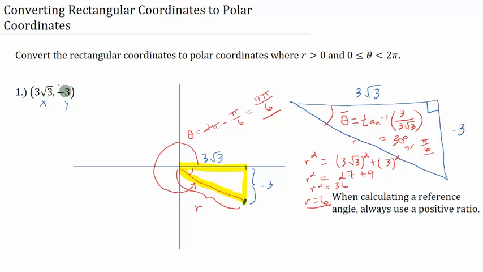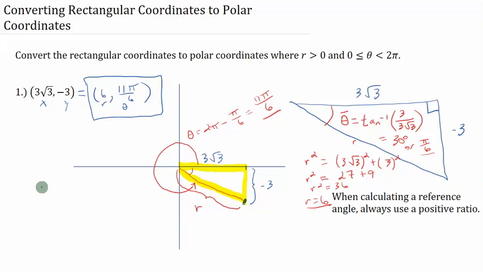So this rectangular ordered pair equals this polar ordered pair, r comma theta, so 6 comma 11 pi over 6. And this is r and theta now. So here are the polar coordinates for that set of rectangular coordinates. And if you plot this point, you will land right here, the same point as if you plotted this rectangular point.